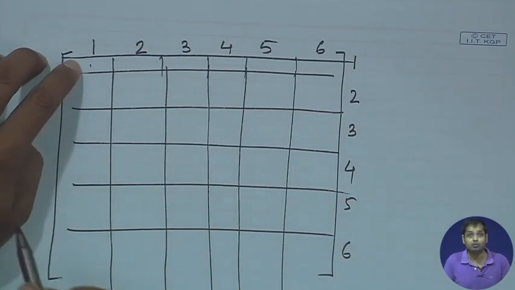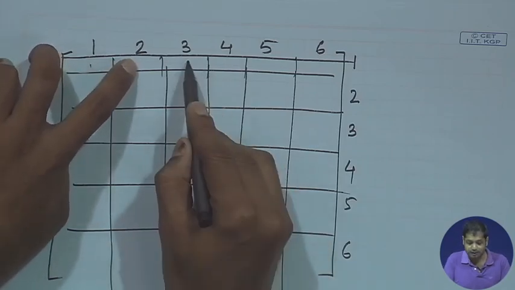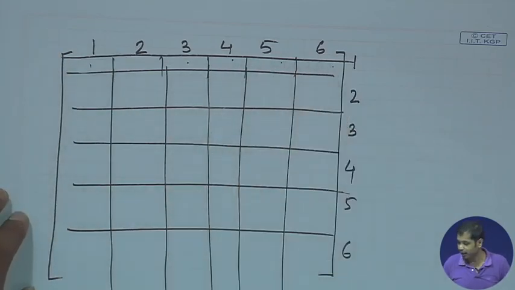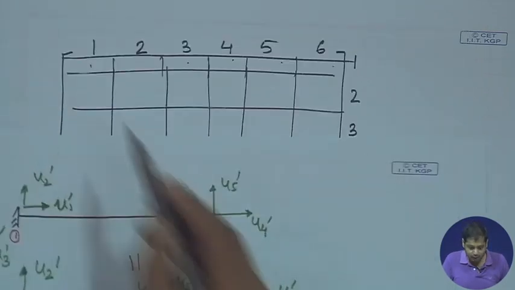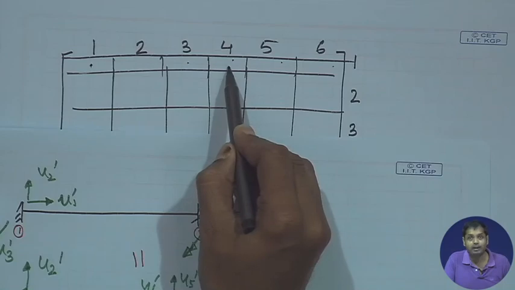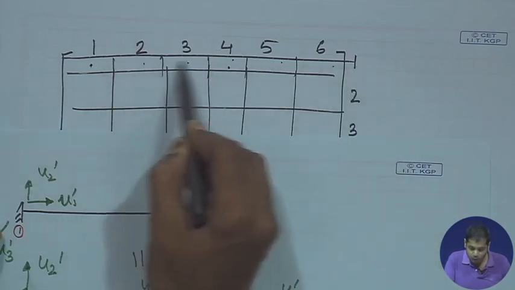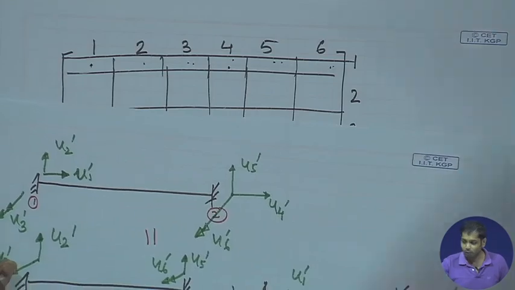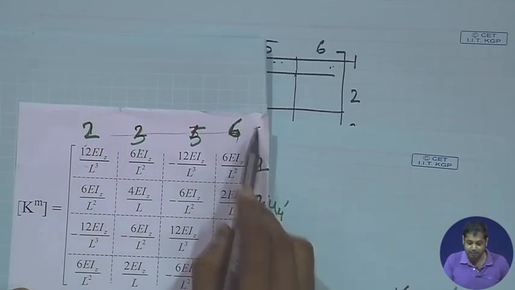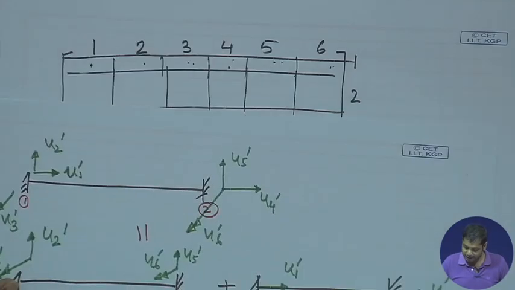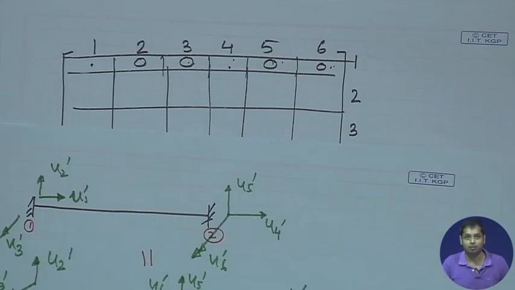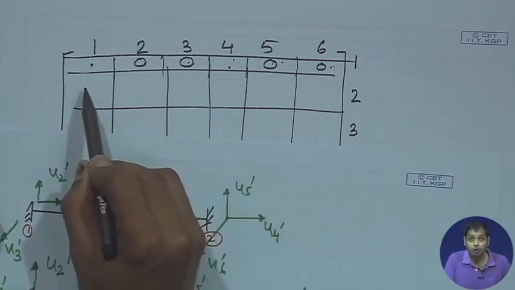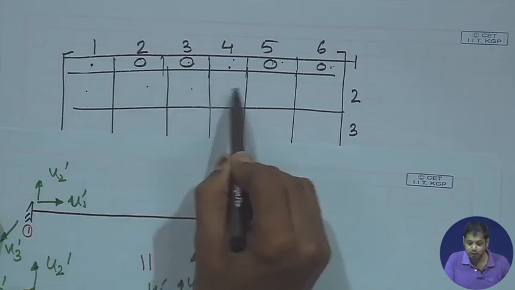This is 1 1, this is 1 2, 1 3, 1 4, 1 5, 1 6. Now, what is 1 1? 1 1 is AE by L, and 1 4 is minus AE by L. And what is 1 2, 1 3, 1 5, 1 6? These are all 2, 3, 5, 6, and there is no 2, 3, 5, 6 here, so these all become 0.